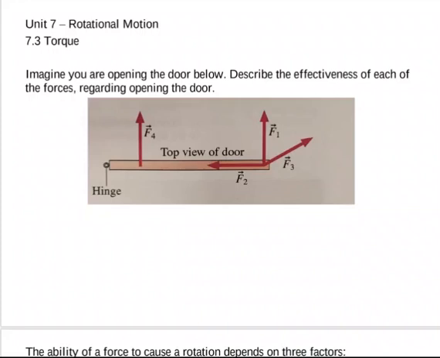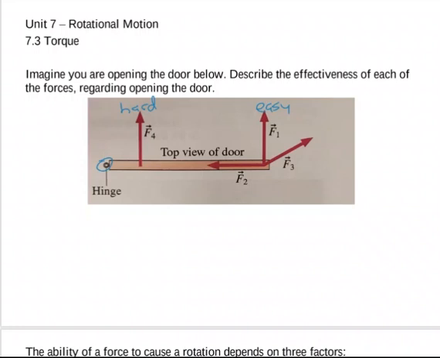So, imagine that we open the door. Describe the effectiveness of each of the forces regarding opening the door. As we know, the best scenario is going to be the farther away from the hinge that we are. So, this guy is going to be the easiest. This guy is going to be the hardest. So, the farther away we are from the hinge, the pivot point, the easier it's going to become.